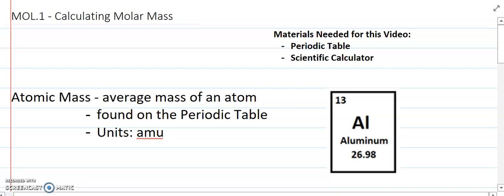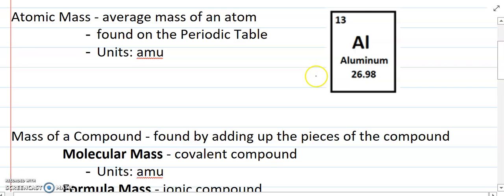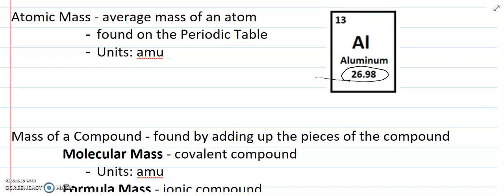So we talk about atomic mass as the mass of an atom. An atomic mass can be found on the periodic table. And if you take a look at the periodic table, it is usually the number that is going to be found on the bottom of your periodic table. And that's what we refer to as the atomic mass. It is the average mass of an atom for that particular element. The units of atomic mass are going to be in AMU.